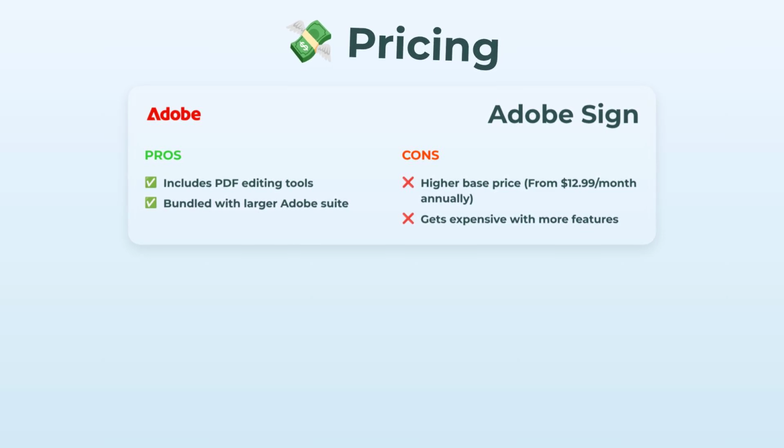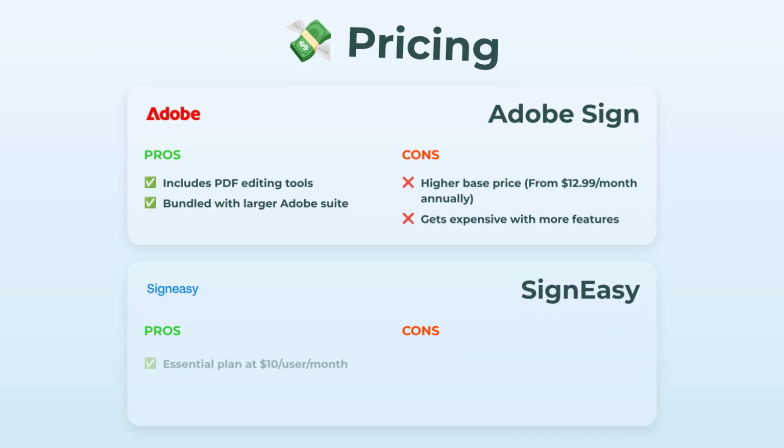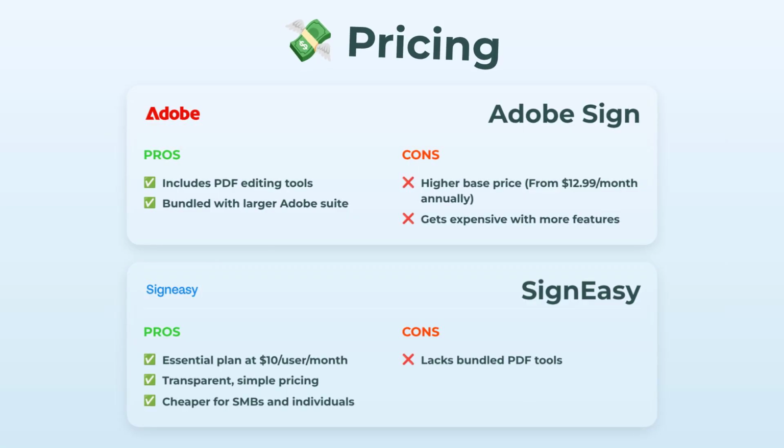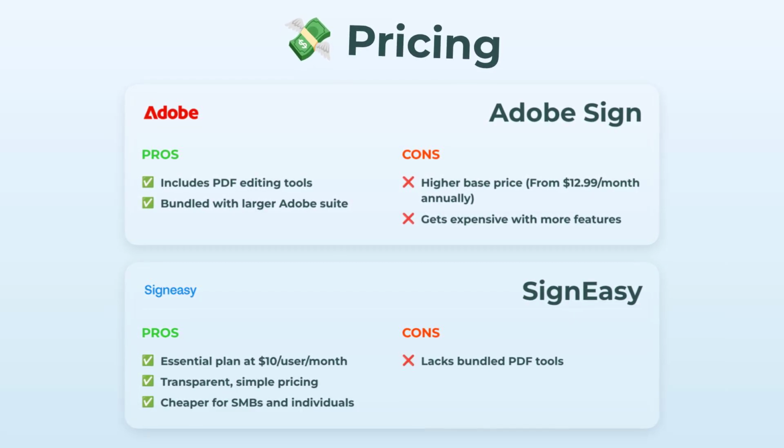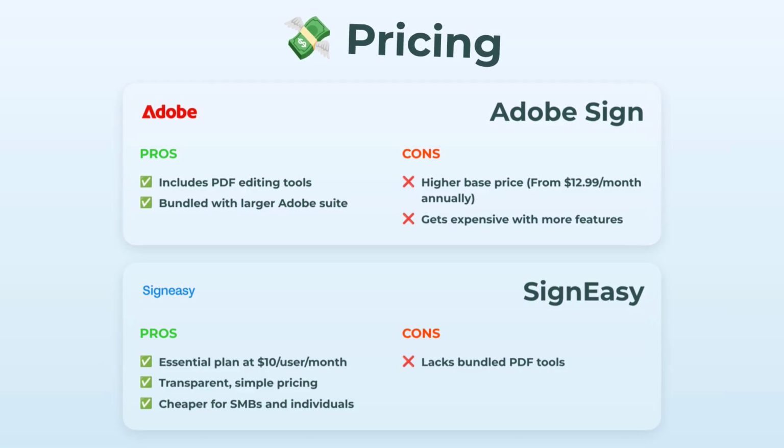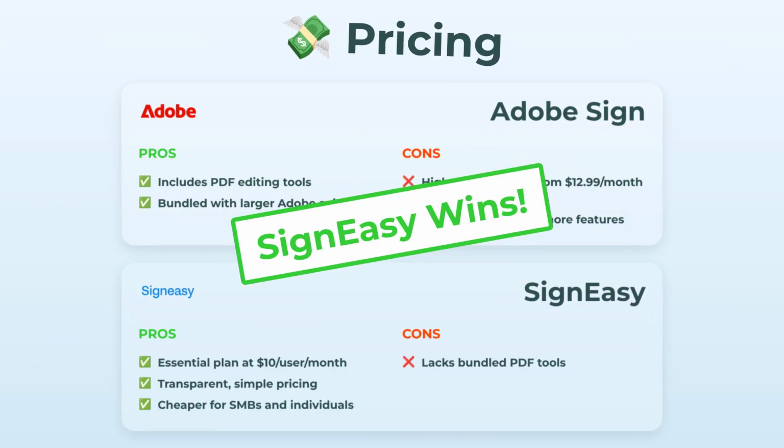Now, switch to SignEasy. This is where things get interesting. The essential plan starts at just $10 per user per month. The pricing is super straightforward, and honestly, it's a steal for small businesses or solo users. The catch: you don't get those fancy bundled PDF editors, but if you just want to sign and go, this is way more budget-friendly. So for pricing, I gotta give it to SignEasy.